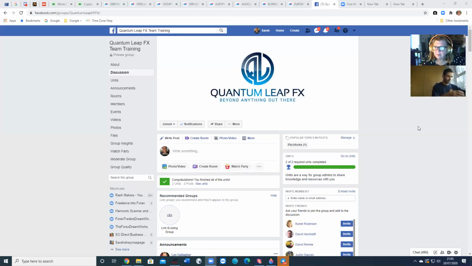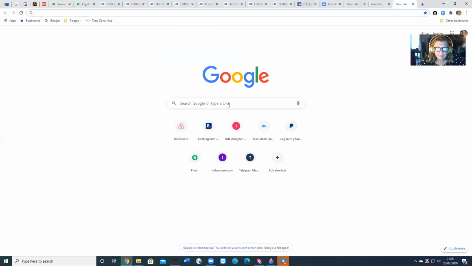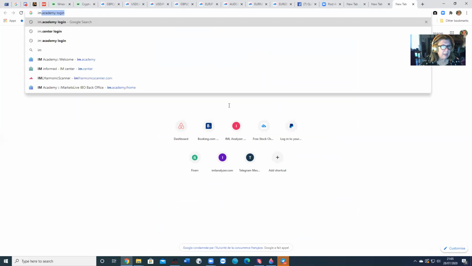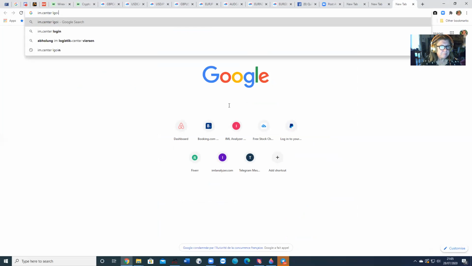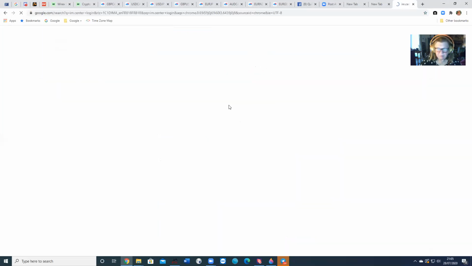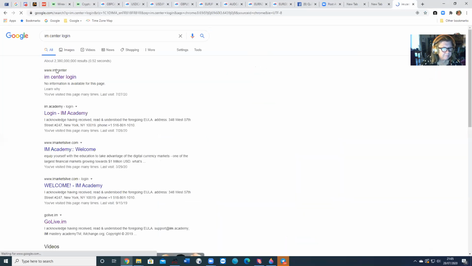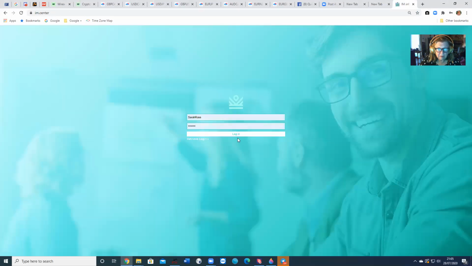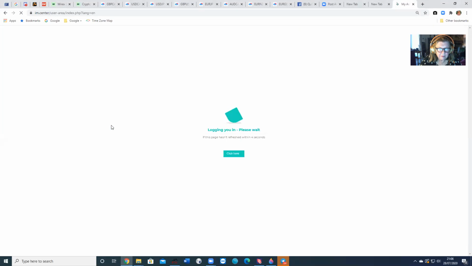Computer. So we're just going to go through how to draw a harmonic scan. So we come over to im.center login, which is where we find our strategies. And just go to the left-hand menu.